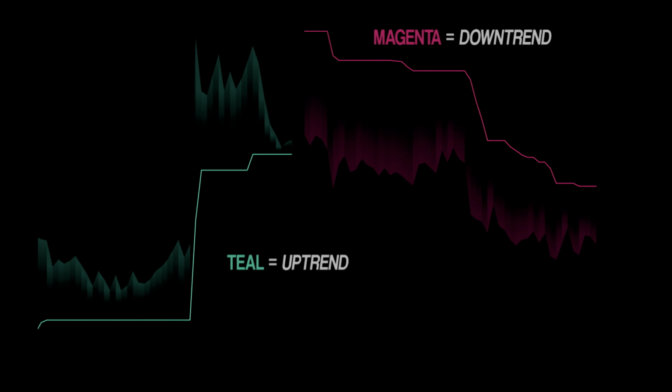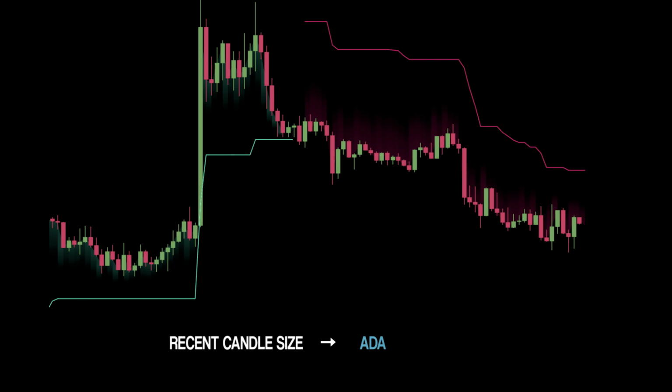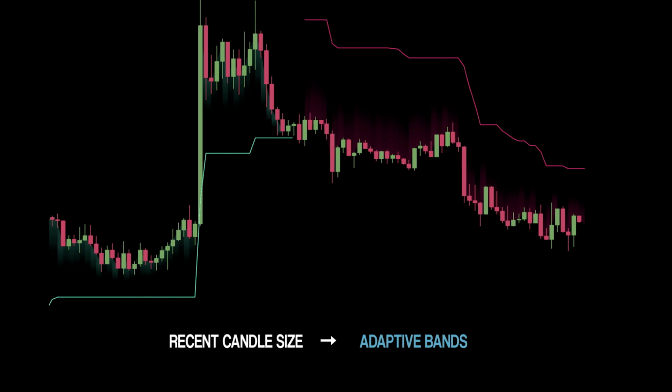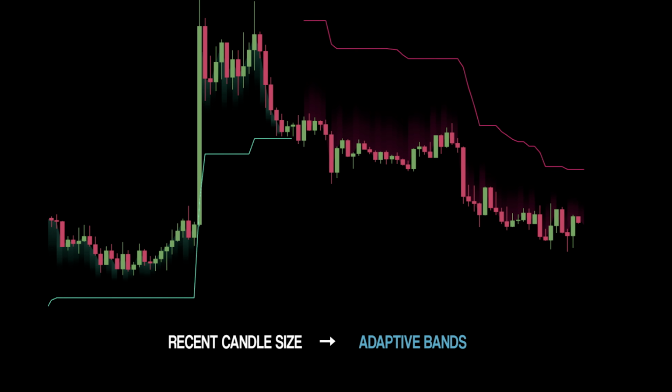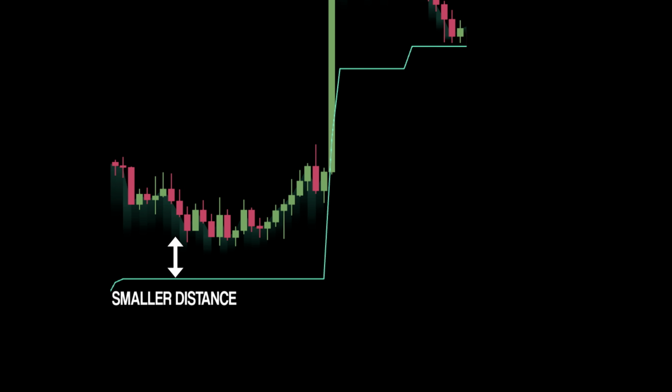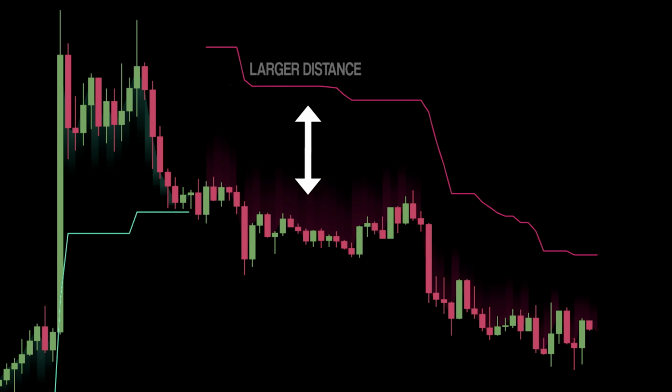Start with the line running underneath price. Teal means you're in an uptrend, magenta means you're in a downtrend. It's built like a super trend, but instead of a fixed number, it measures the average size of your recent candles and builds its bands off that. So a calmer chart gets a tighter line, and a wilder one gives price more room before it flips.